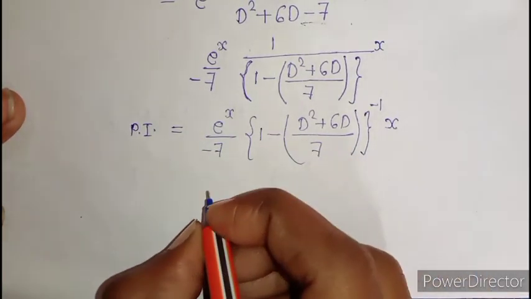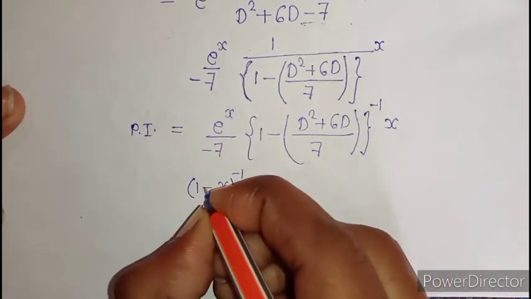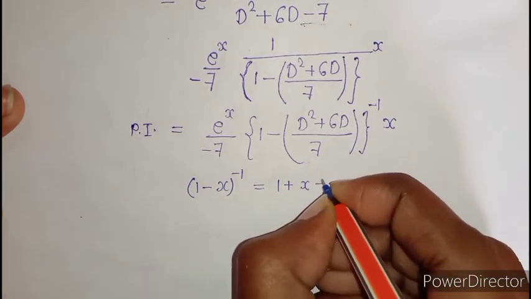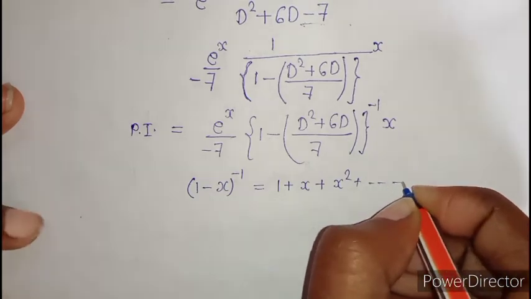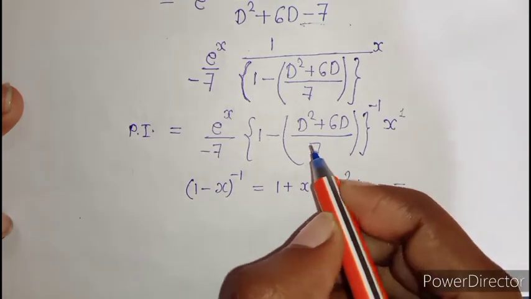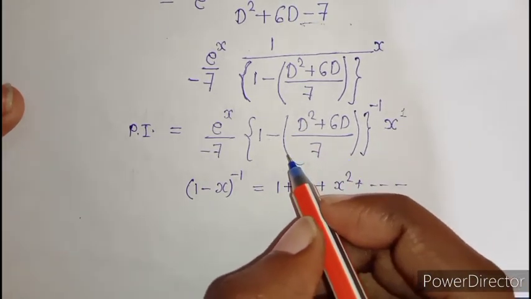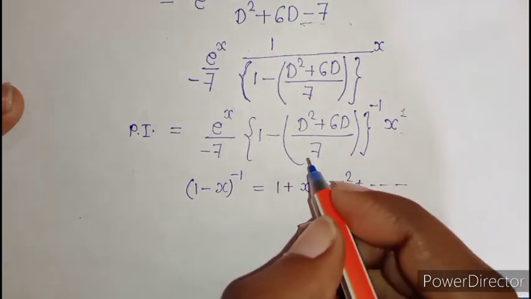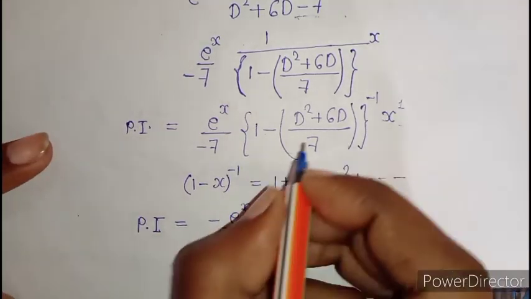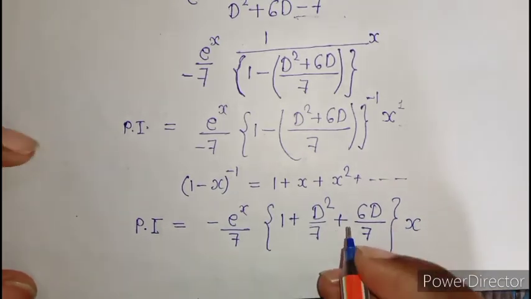Since minus is present inside, so we will use this formula, (1 minus x) raised to power minus 1. When both are minus, we use all signs as positive. So 1 plus x plus x square and so on. Since you can see this is x and x has degree 1 only, if we take higher powers of this term, it is not required here. Since x becomes 0 in that case, so we will take only first power. So I took only first power of this term, and after separating 7 with each term we get this.